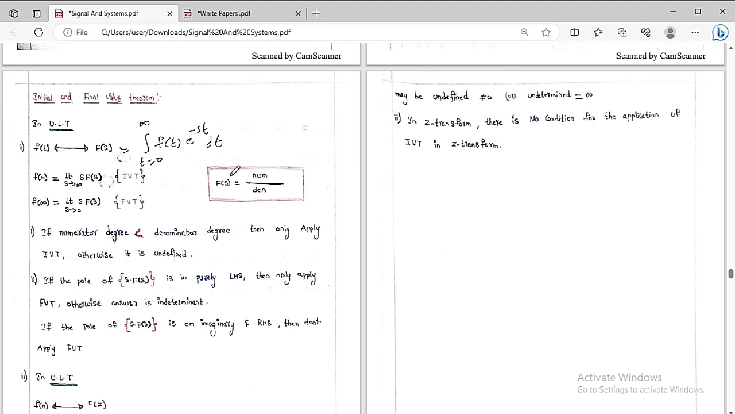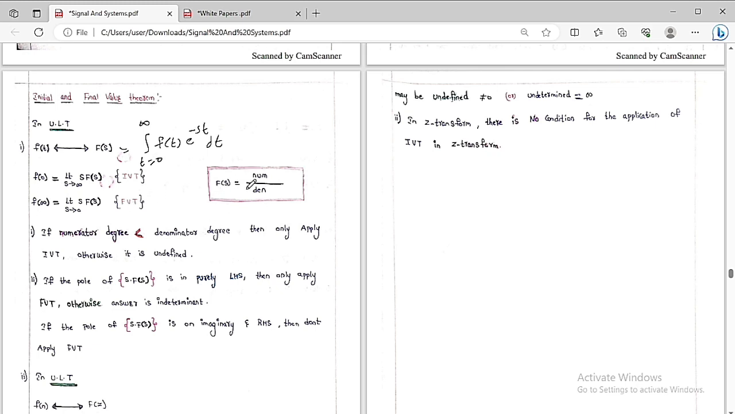Here F of s is in the rational form, p by q, which is numerator by denominator. So these things you always have to keep in mind. The initial value theorem is limit t tends to 0 of f of t, equal to f of 0, equal to limit s tends to infinity of s into F of s. Here t is 0 means s is infinity. And the final value theorem is limit t tends to infinity of f of t, equal to f of infinity, equal to limit s tends to 0 of s into F of s. I have already told you, t tending to 0 means s tends to infinity, and t tending to infinity means s tends to 0. So always keep these things in mind.